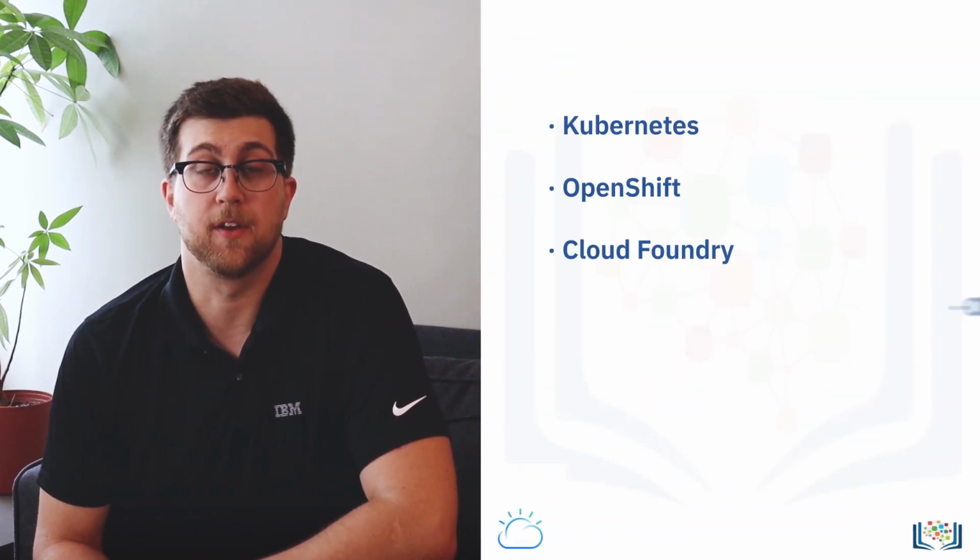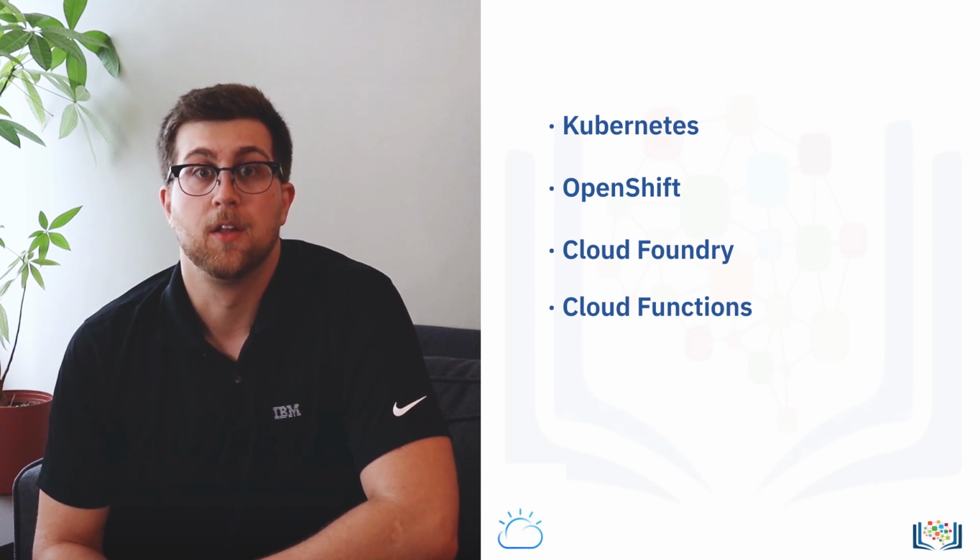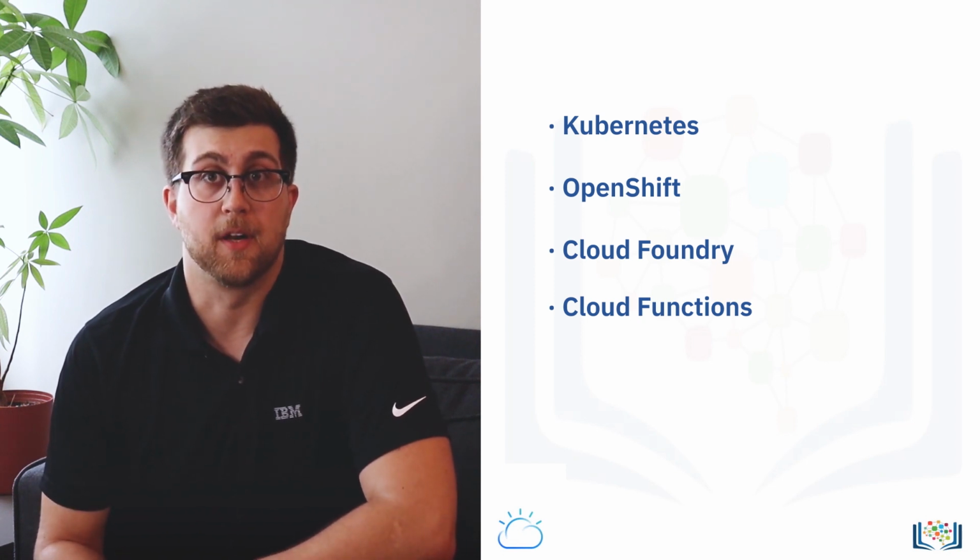Welcome to Module 3. In this module, we're going to provide an overview of the different deployment options that are available in IBM Cloud. We're going to cover topics such as Kubernetes, OpenShift, Cloud Foundry, and Cloud Functions. To begin this series, we're going to talk about Kubernetes.